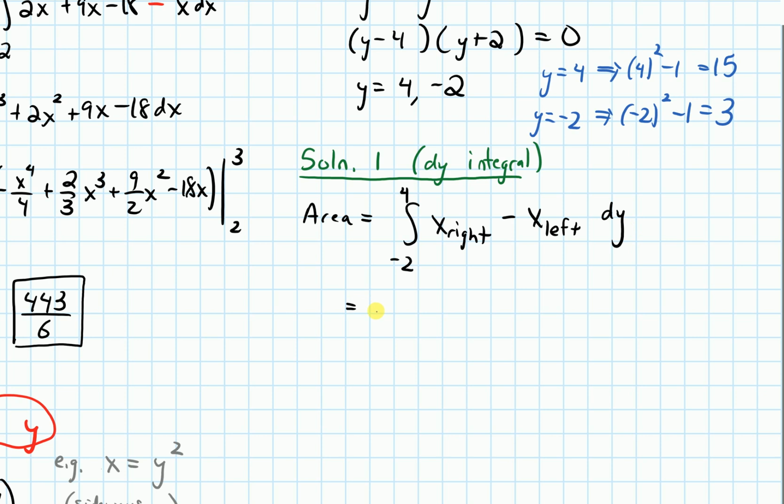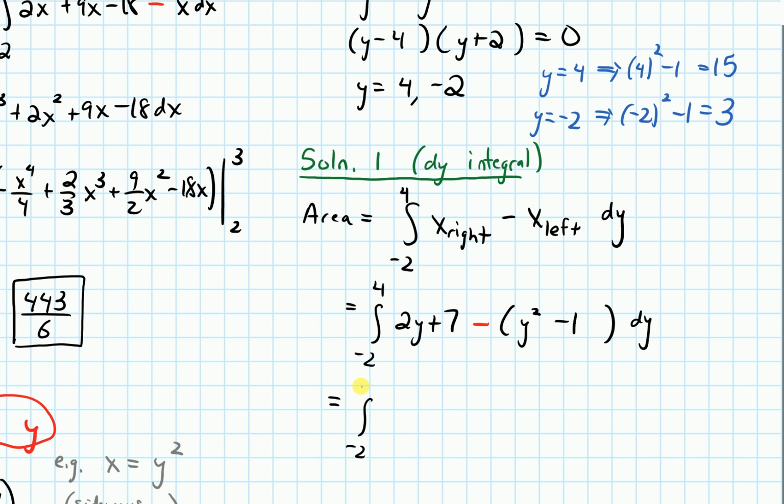So we have the integral from negative 2 to 4. My right function was the line. What was x equal to there? It was equal to 2y plus 7. Then I have to subtract what x left is. So let's put a parenthesis around it so I don't forget to distribute that negative sign. And the left function was the parabola equation, x equals y squared minus 1. And I have dy. So from here, I just simplify and take the antiderivative.